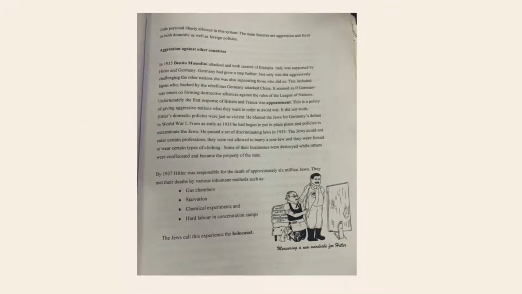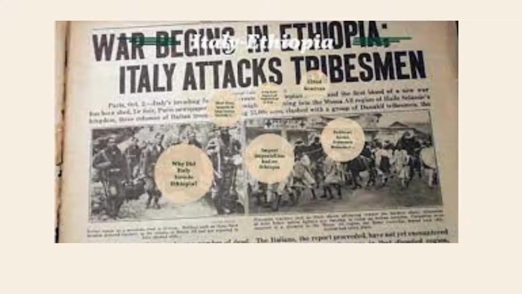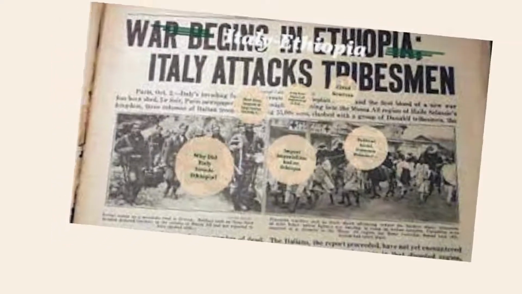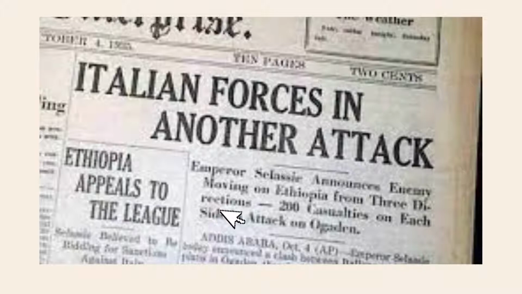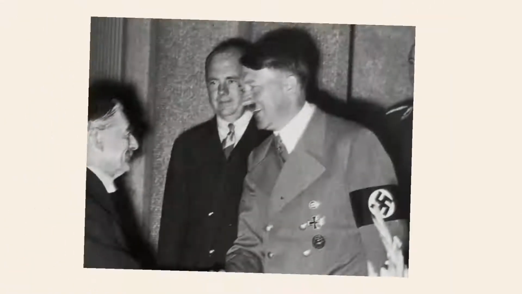In 1935, Benito Mussolini attacked and took control of Ethiopia. Italy was supported by Hitler and Germany. Germany had taken a step further. Not only was she aggressively challenging the other nations, she was also supporting those who did. This included Japan, who, backed by the rebellious Germany, attacked China. It seems as if Germany was intent on forming destructive alliances against the rules of the League of Nations.